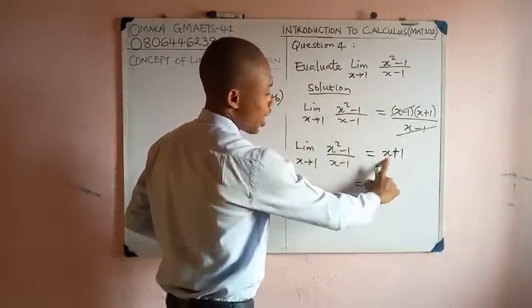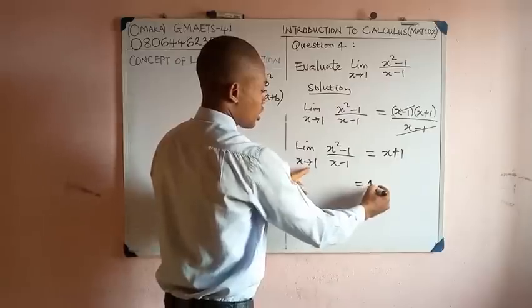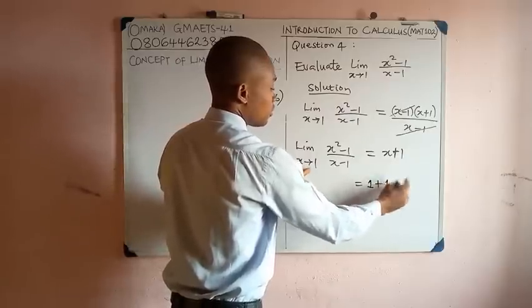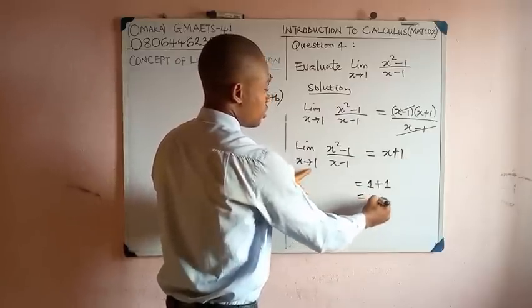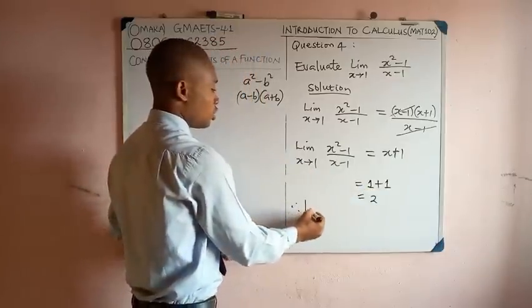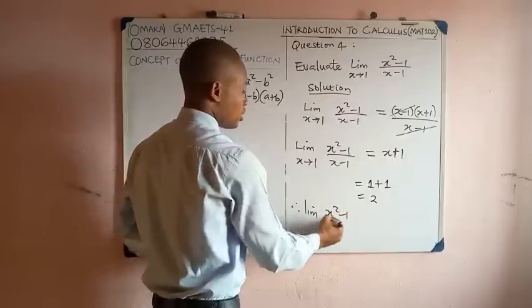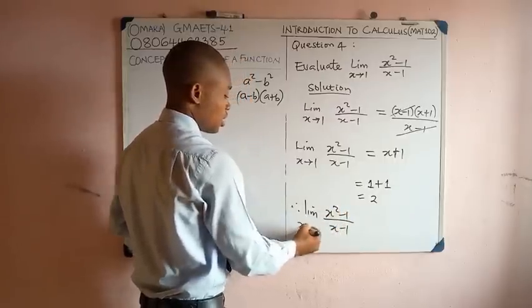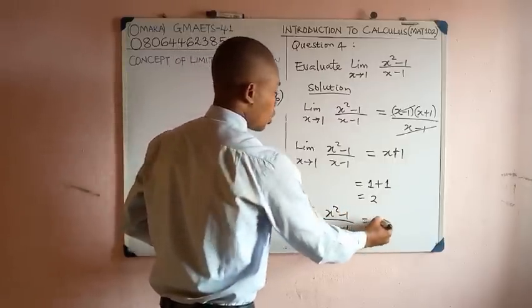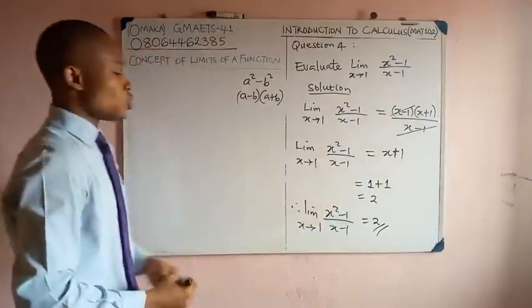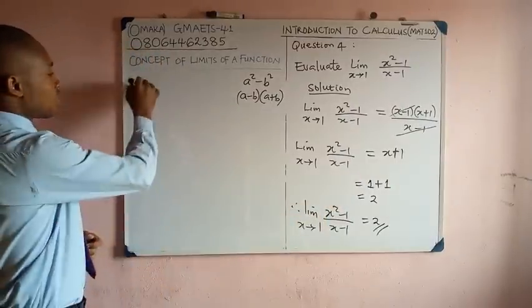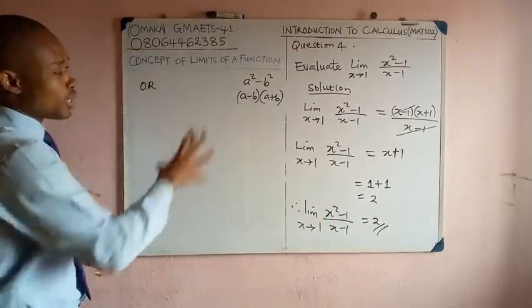So it is this x plus 1 we'll now use to solve our problem. We'll substitute 1 here because x tends to 1, plus this 1. If you do that, you get 2. Therefore, the limit of x squared minus 1 over x minus 1 as x tends to 1 is equal to 2. So that is one way to solve this problem.